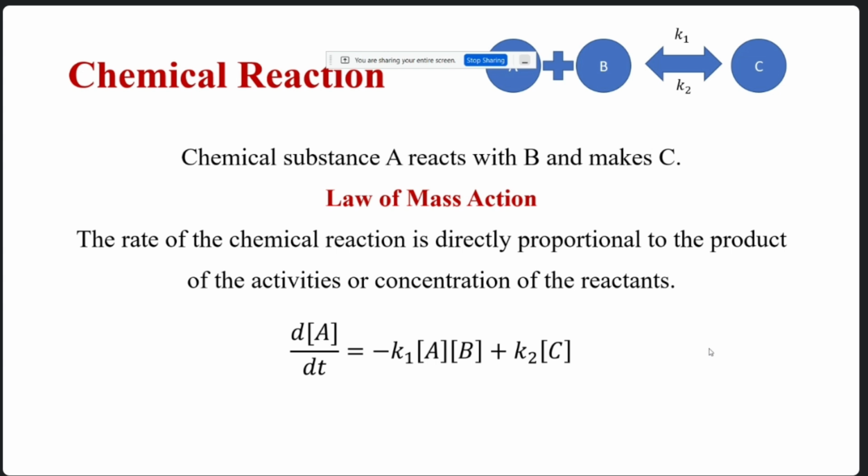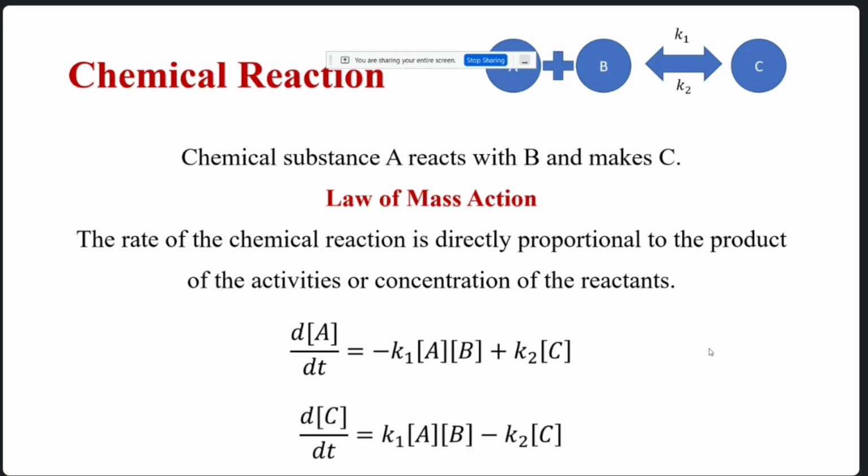If we are talking about the change in A with respect to time t, that will equal minus k1 AB, because A plus B is making C. It is a negative direction; it is reducing the value of A. So it is minus k1 AB plus k2 C, because it is a bidirectional reaction. From C, A again generates, so it is plus k2 C.